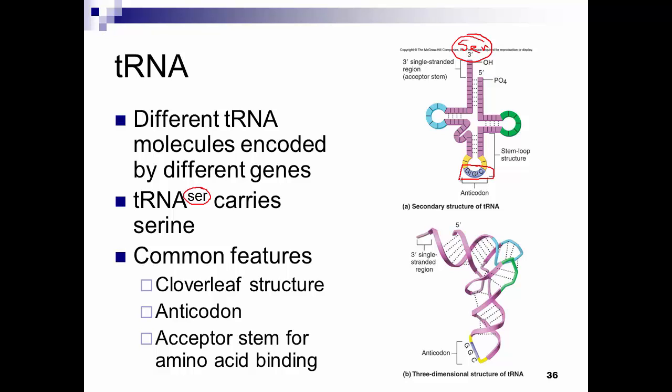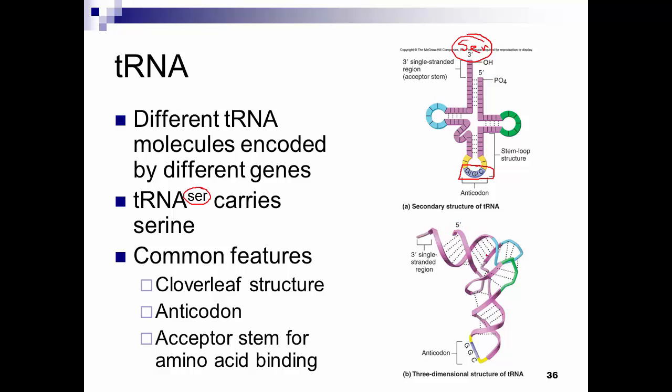Understand there are two major areas that are important for the function of the tRNA. Not only the part that carries the amino acid, but more importantly the part that binds to the message and brings the proper amino acid to be placed in that specific position. So this is what's called the secondary structure of tRNA.